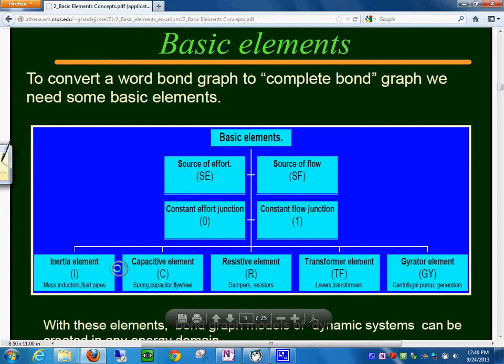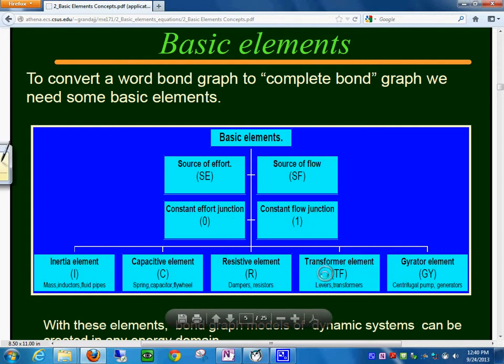So we have the I element to store kinetic energy. Then we have the C element to store potential energy. Then we have the R element to store, or not to store, but rather to dissipate energy. All these are called single port elements because they interact with the system in a single port.